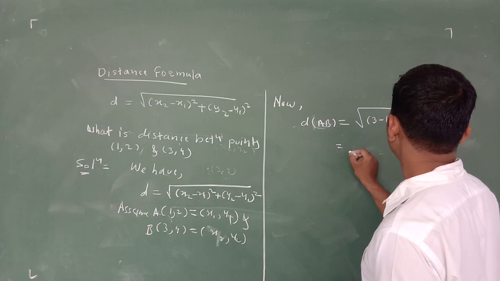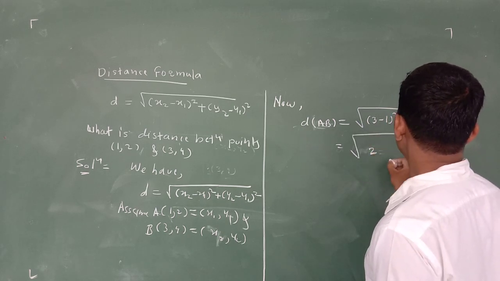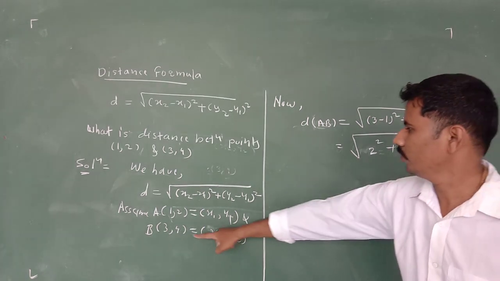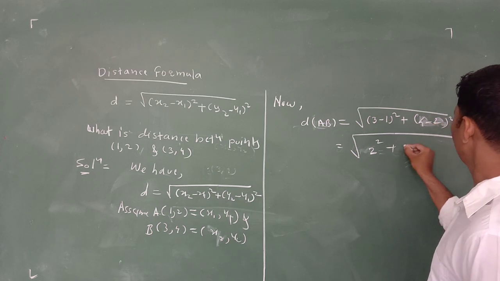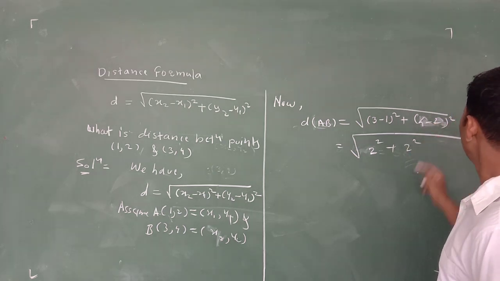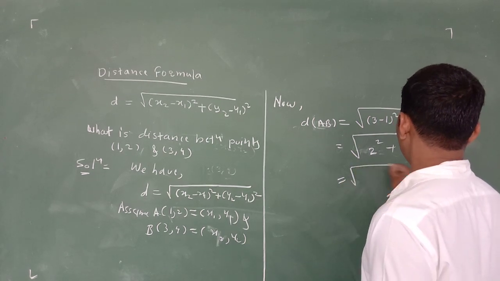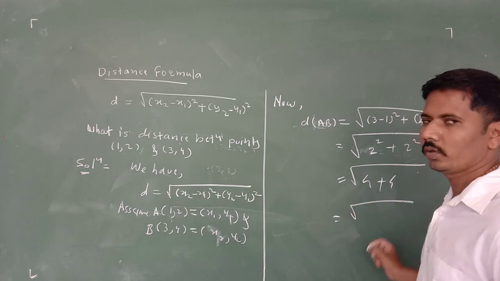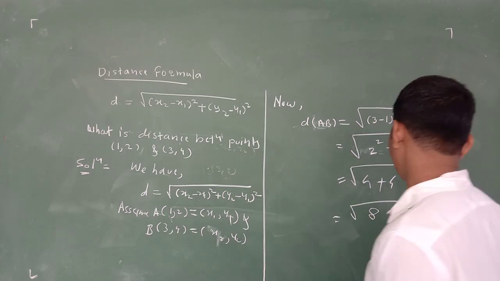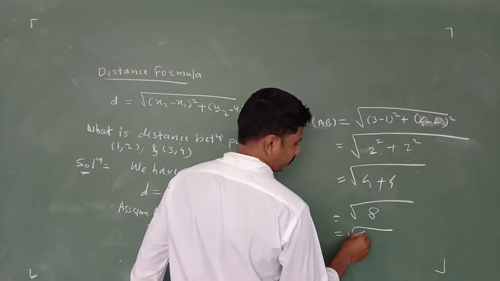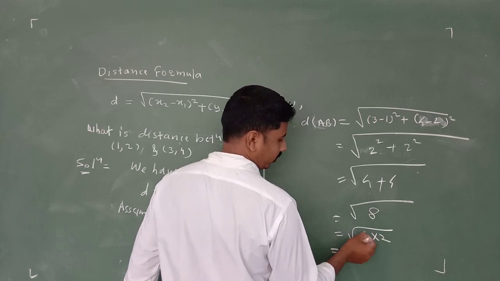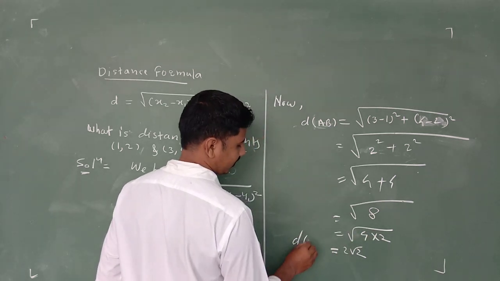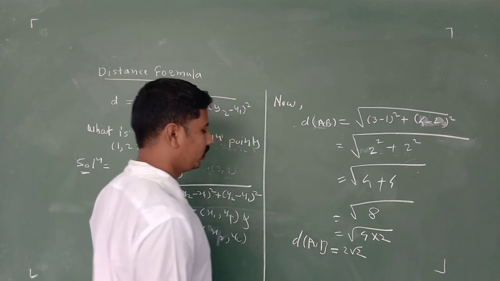Is equal to under root 3 minus 1, 2 square. Sorry, y2 minus y1, 4 minus 2, 2 square. Under root 2 square is 4 plus 2 square is 4, under root 4 plus 4. What is 4 plus 4? 8. What is 8? 8 is 4 into 2. What is the square root of 4? 2. So distance A comma B is 2 under root 2.